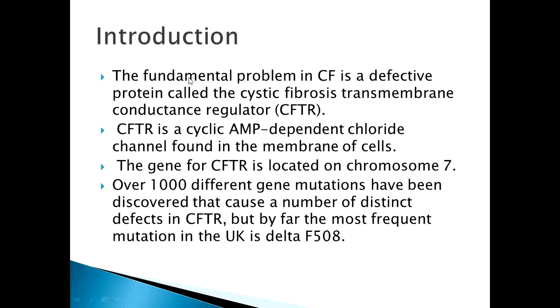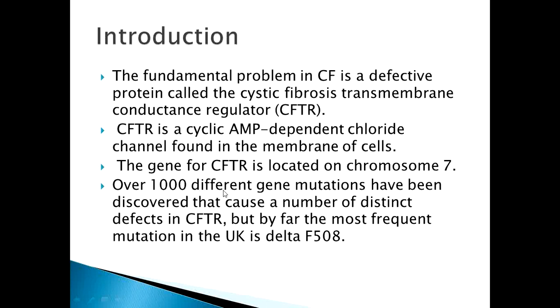So, the fundamental problem in cystic fibrosis is a defective protein called the cystic fibrosis transmembrane conductance regulator (CFTR). And CFTR is a cyclic AMP-dependent chloride channel found in the membrane of cells. The gene for CFTR is located on chromosome 7.